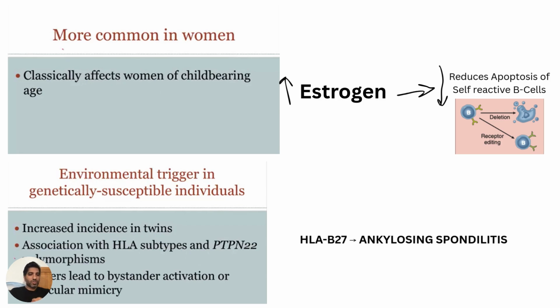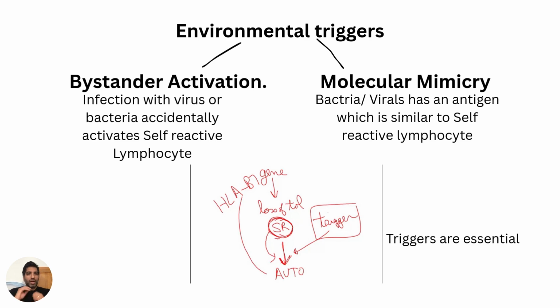Another thing is triggers can lead to bystander activation or molecular mimicry. Let's talk about that real quick. Bystander activation: you're just hanging out, you get an infection with a virus or bacteria, and it accidentally activates self-reactive lymphocytes. Remember where I mentioned that we all have self-reactive lymphocytes? We all do. Let's say you are HLA-B27, and a lot of you have it. Doesn't mean you're going to get an autoimmune disorder. You need to have some kind of trigger that causes you to get an autoimmune disorder. If you just hang out in a bubble, nothing's going to happen to you.